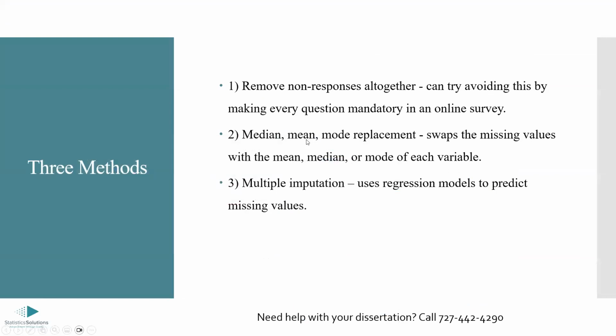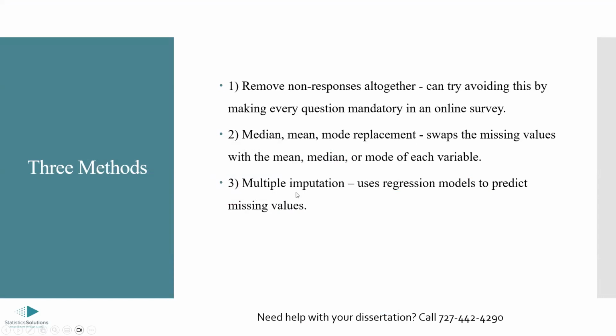The second method is swapping missing data with the mean, median, or mode of each variable. So this is sometimes called mean, median, or mode substitution. You're just swapping the missing value with the respective mean, median, or mode.